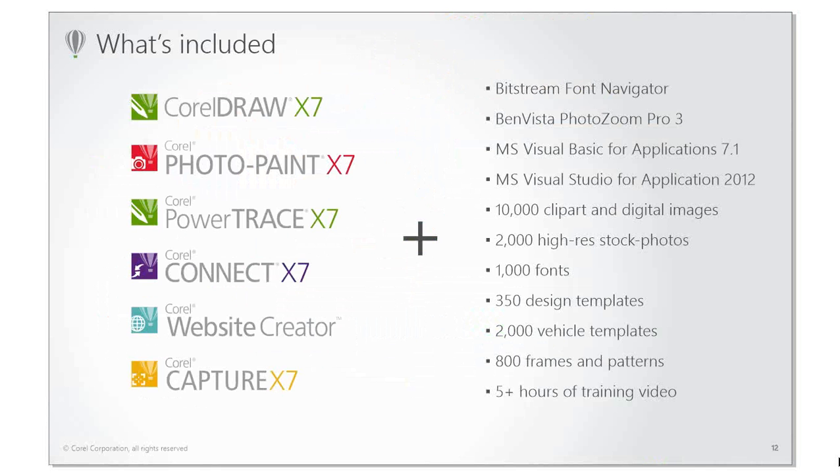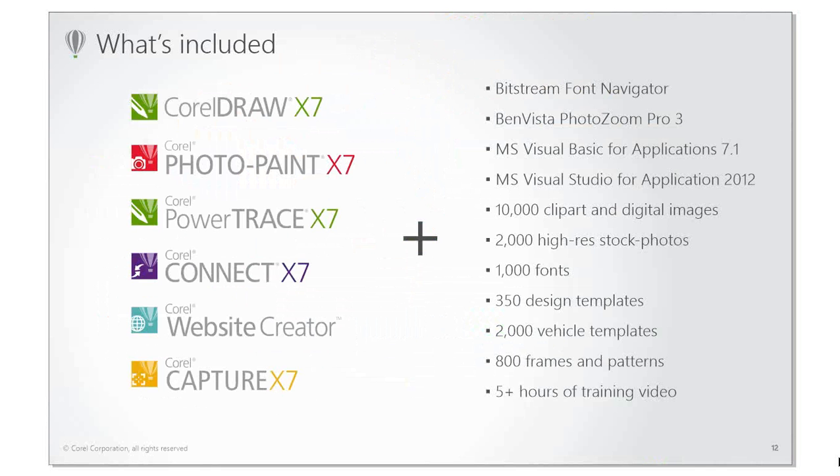We also include Corel PowerTrace. It's our bitmap to vector conversion engine that enables you to take a lower resolution bitmap, convert it into vector, and then have full control and power from CorelDRAW applied to it. PowerTrace is actually not a standalone application per se, but it's directly and fully integrated into CorelDRAW Graphics Suite.